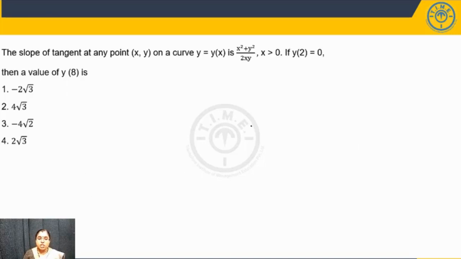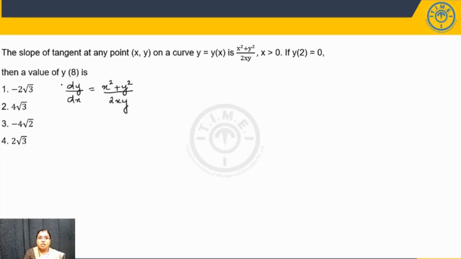The slope of the tangent at any point (x, y) on a curve y = y(x) is (x² + y²)/(2xy), where x is greater than 0. Also we are given that y of 2 equals 0 and we have to find the value of y of 8. Please note the slope of the tangent will be dy/dx and the slope of the normal will be -dx/dy. So if you don't know this, please note that the slope of the tangent is dy/dx. Given that dy/dx is equal to (x² + y²)/(2xy).